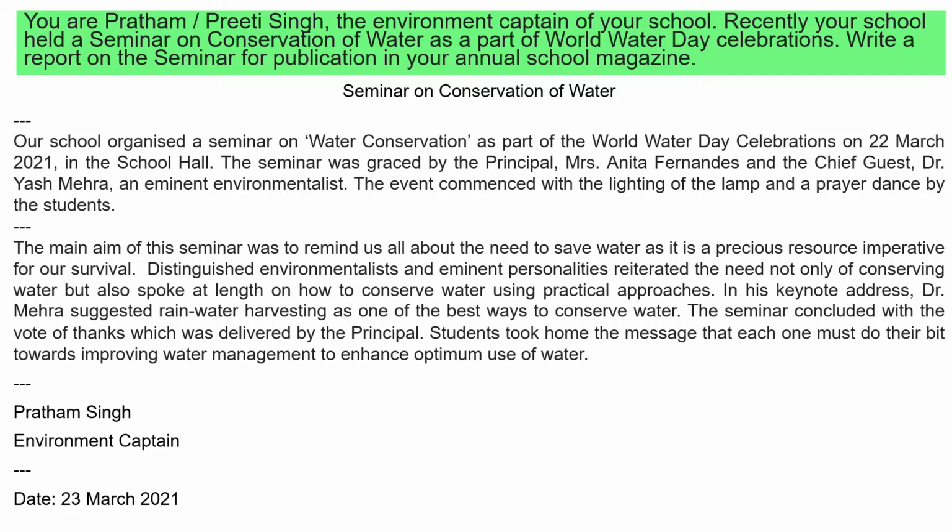The seminar was graced by the principal, Mrs. Anita Fernandez, and the chief guest, Dr. Yash Mehra, an eminent environmentalist. The event commenced with the lighting of the lamp and a prayer dance by the students. Okay, so the basic introductory, the ground details, the important details have been mentioned in the first paragraph. Then you leave a line and you talk about the event.